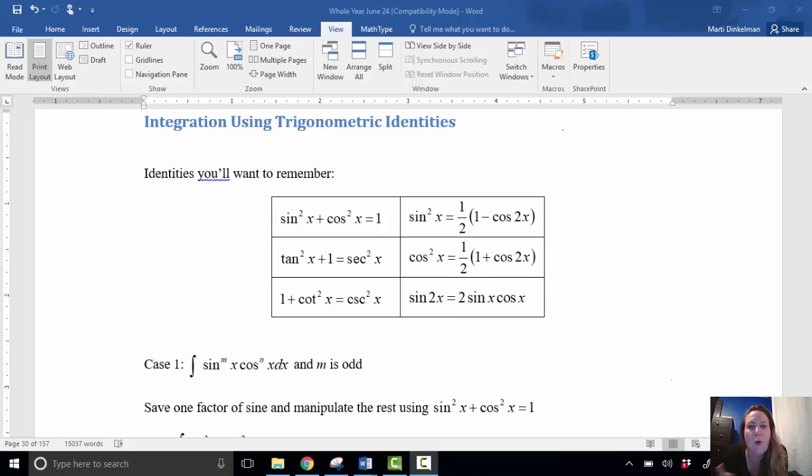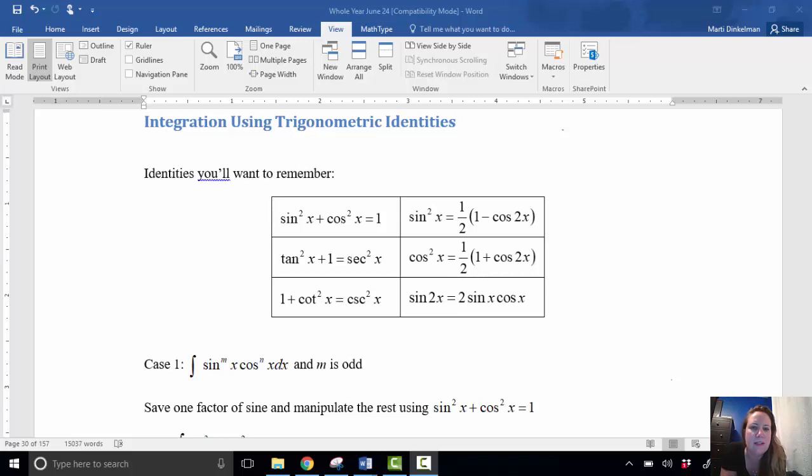The main goal for this particular section is that we want to manipulate some integrals that have trig in them. They're going to have powers of trig that are going to make it difficult to take the antiderivative of, so we're going to use these trig identities to algebraically manipulate them, and then possibly use u-substitution in some of them. So there are a few trig identities that I want you to remember.